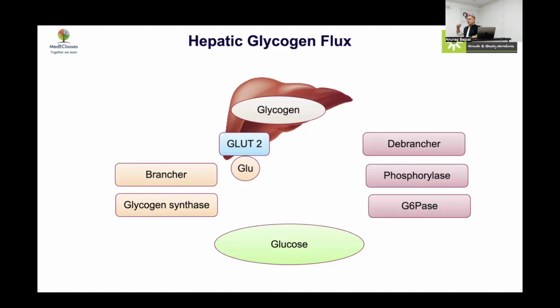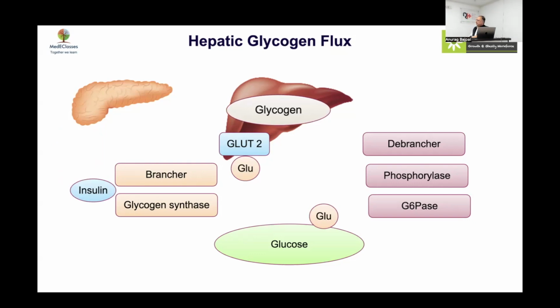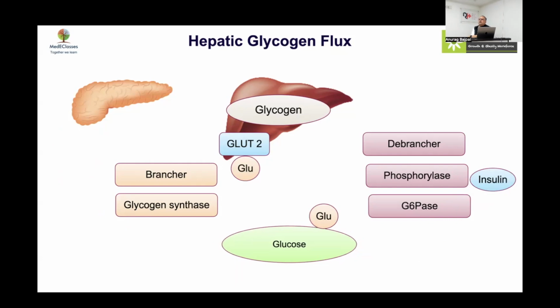The most important enzyme of the carbohydrate metabolic pathway is glucose 6-phosphatase, which is the common point for the glycogenolytic pathway, the gluconeogenic pathway, and the galactosemia pathway. All of them converge at the level of glucose 6-phosphatase to release glucose. Now, of course, the pancreas produces insulin, which will try to store the glucose as glycogen. So it will increase the glycogen synthase and brancher activity, and it will inhibit the debrancher activity, which will release glucose, so it will cause storage of glycogen.